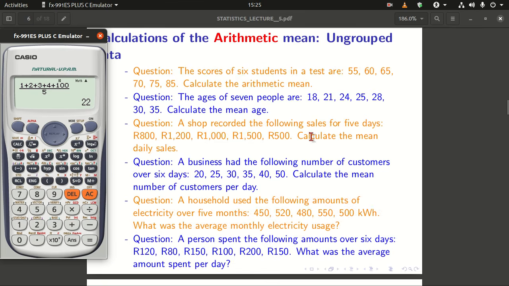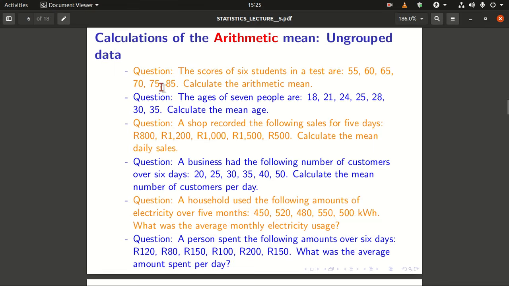Of course, let's look at the questions on how to calculate the arithmetic mean of ungrouped data. In other words, when every single observation is listed down, how do we calculate the arithmetic mean? Suppose that this is a question: the scores of 6 students in a test are 55, 60, 65, 70, 75, 85. These are the scores. Calculate the arithmetic mean, or calculate the average test score. Calculate the mean score. So that will be the question.